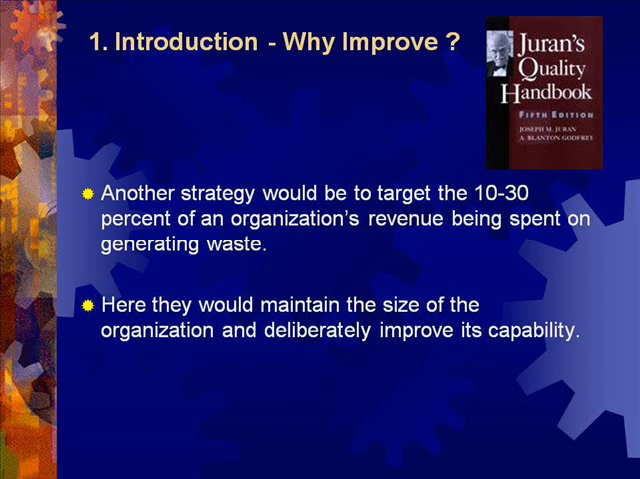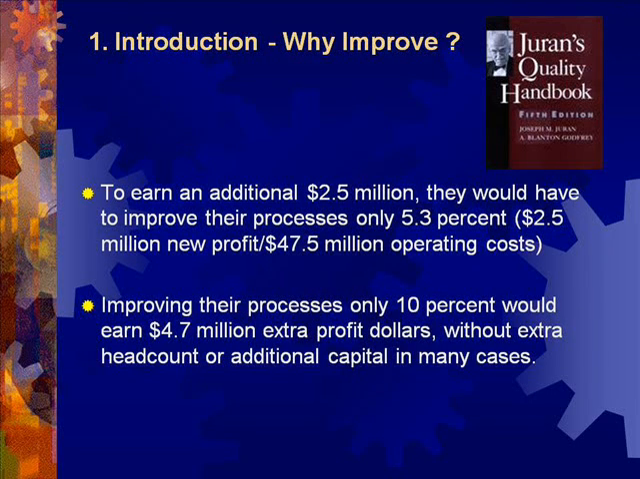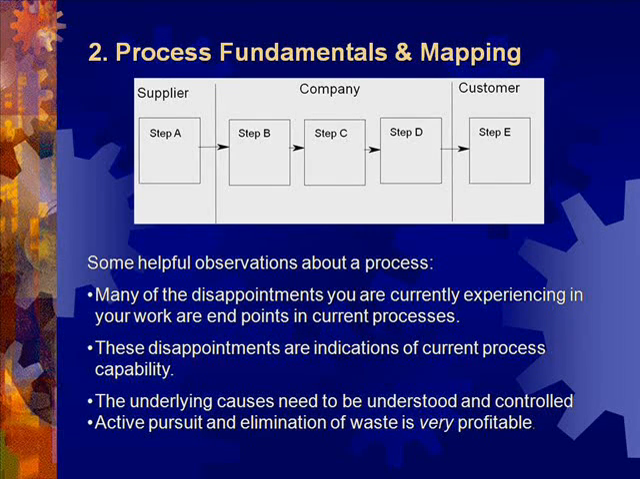Here they would maintain the size of the organization but deliberately improve its capability by improving its processes. To earn an additional $2.5 million, they would have to improve their processes only 5.3%, $2.5 million on $47.5 million operating costs. Improving their processes only 10% would earn $4.7 million extra profit dollars without extra headcount or additional capital in many areas. So let's now talk about processes.